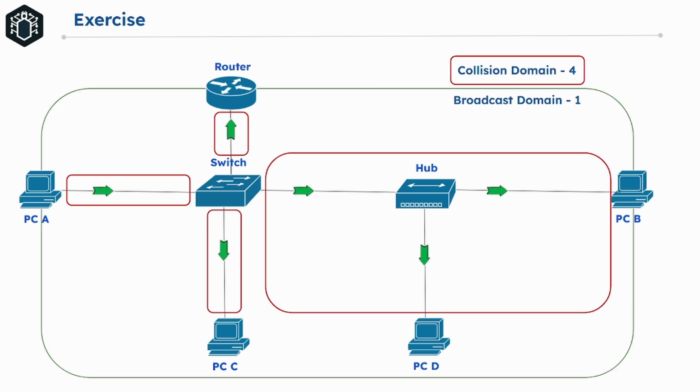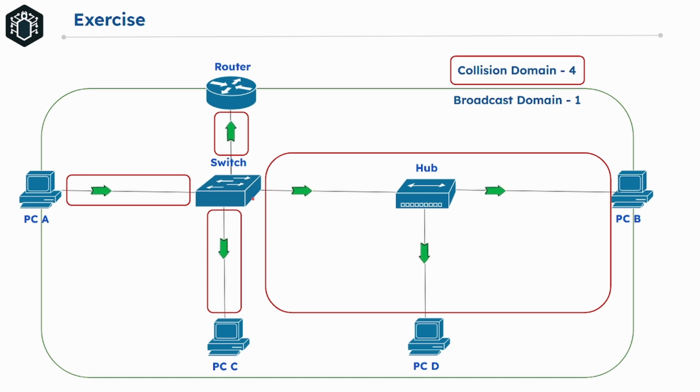Alright, so in this diagram there are a total of 4 collision domains and 1 broadcast domain. If you got that answer right, congratulations, you have understood the concept. For others, let's solve this step by step. First, collision domains. Let's quickly remember the rules. Each switch port is one collision domain, and a hub is one shared collision domain.